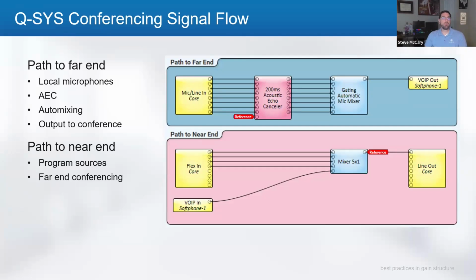Generally what we're going to do is bring in our system, bring in our microphones, run that through our AEC, put all of those through the mic mixer and send those to the far end. As far as our near end goes, we're going to have our program sources as well as our input from our conferencing system. And we're going to create our AEC reference and then send that to our output in the room.